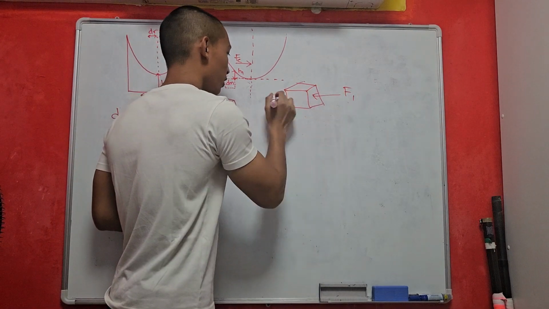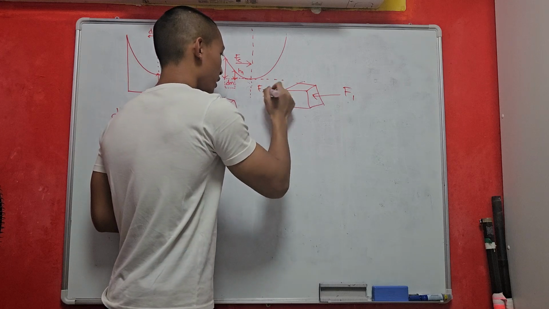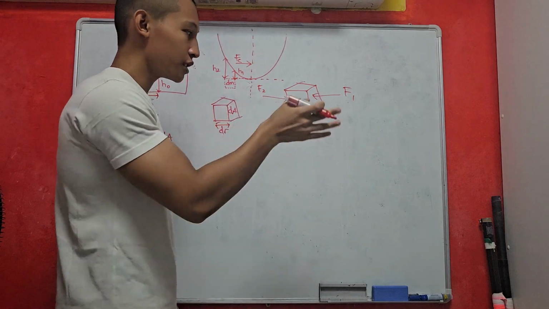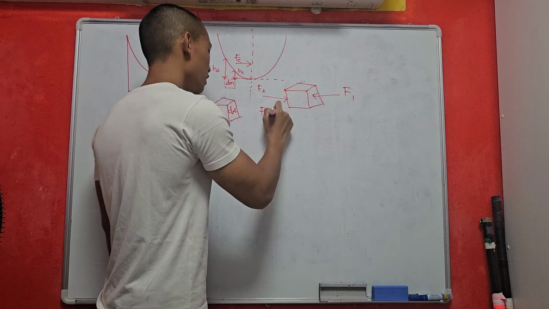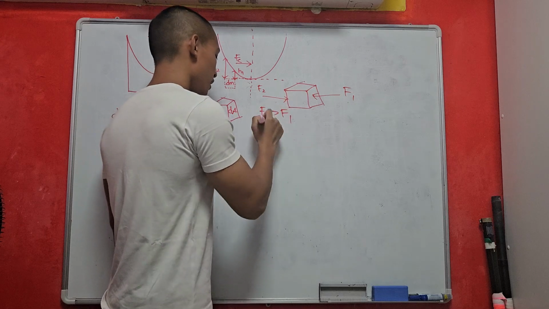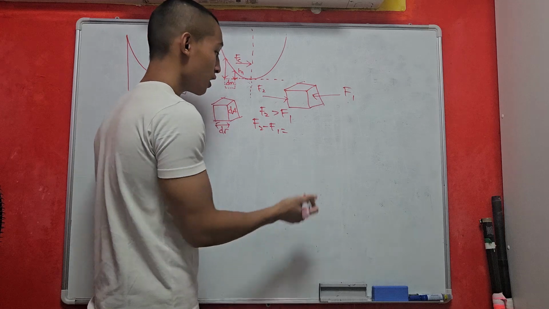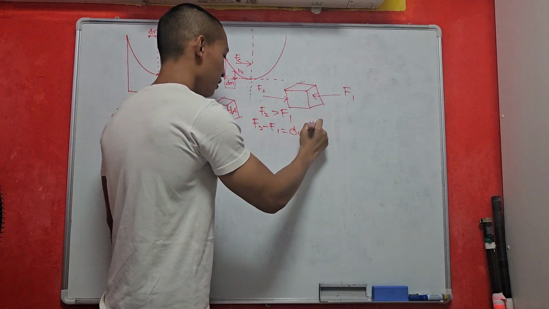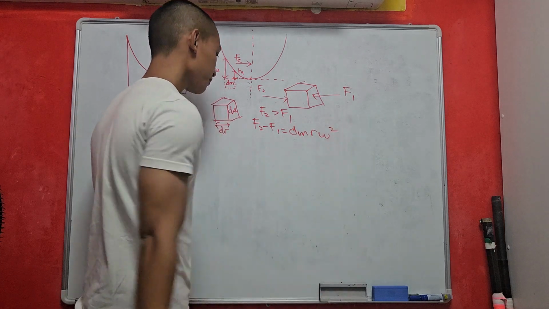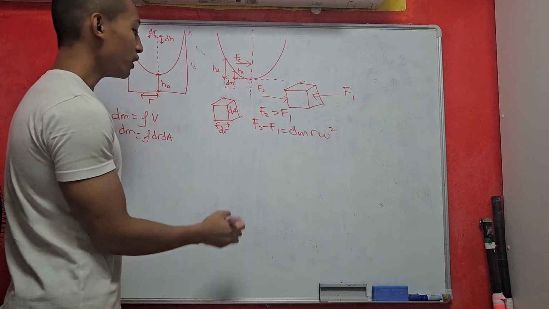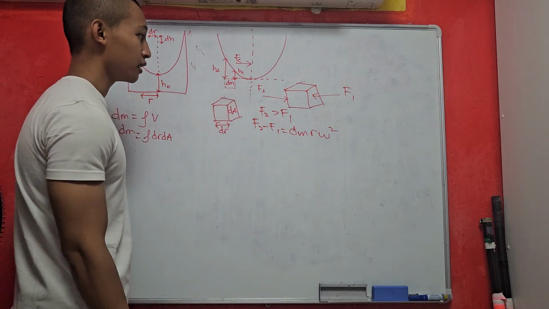So let's call this F1, let's call this F2. And because the centripetal force is radially inwards, therefore I can say that F2 is greater than F1. Therefore, F2 minus F1 is equal to the centripetal force, which is just dm r omega squared. Okay? Now, what is F2 and what is F1 exactly?